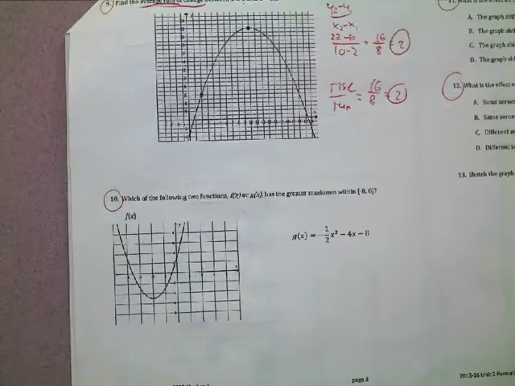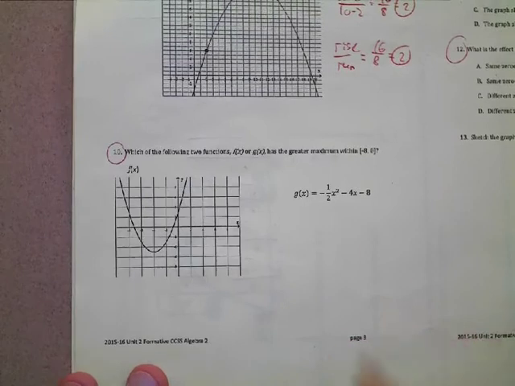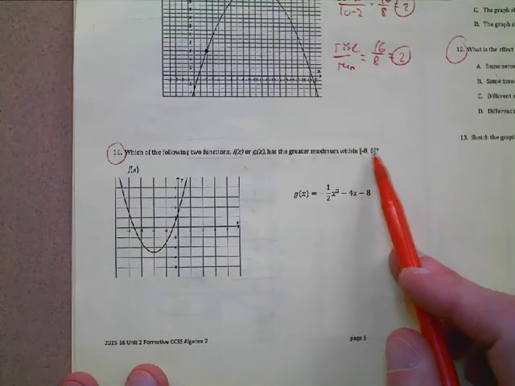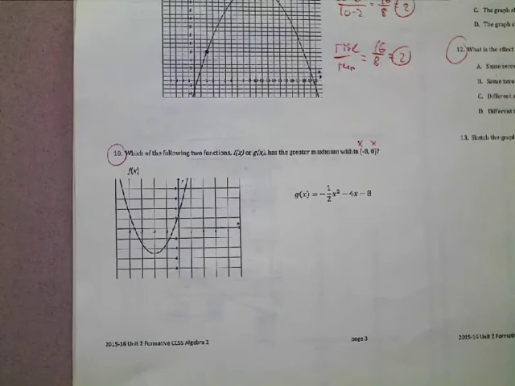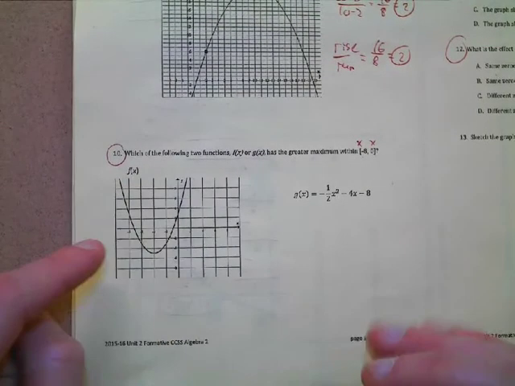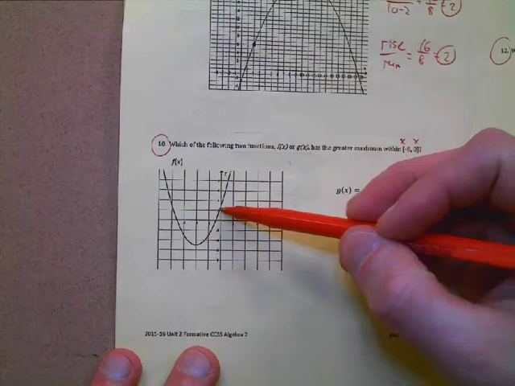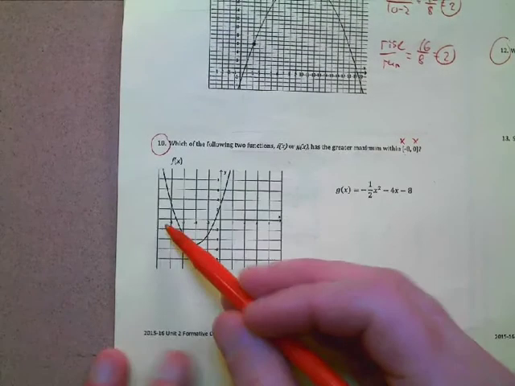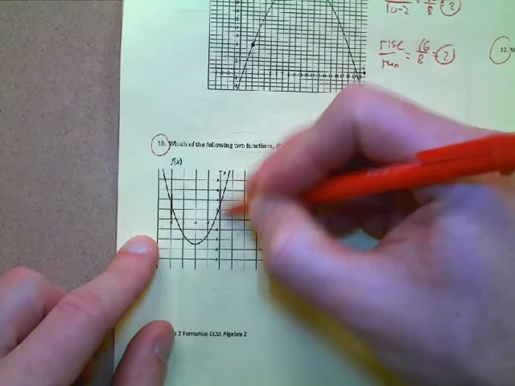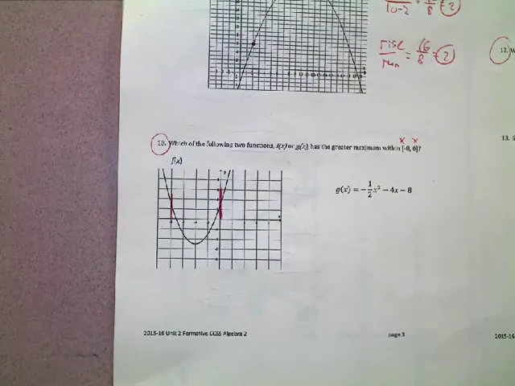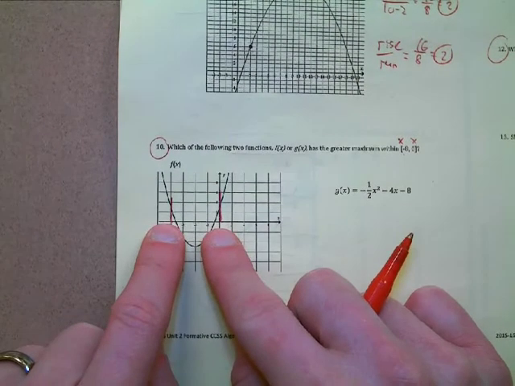Number 10: which of the following two functions, f of x or g of x, has the greater maximum within -8 to 0? This is an interval, these are x values. When you look at our graph, it's hard to see, but I'll try to zoom in some. The scale is counting by 2s: 2, 4, 6, 8. So from -8 to 0, we're looking from right here to right here. What's the highest y value between -8 and 0 in this interval? What's the highest y value you see?